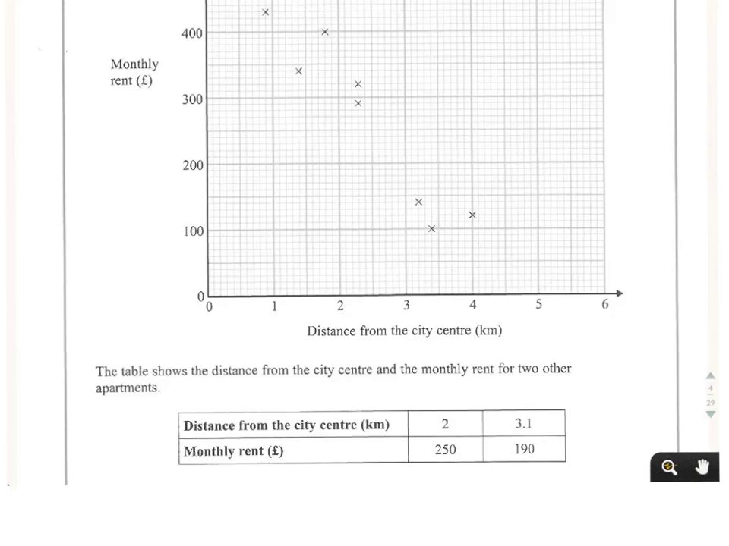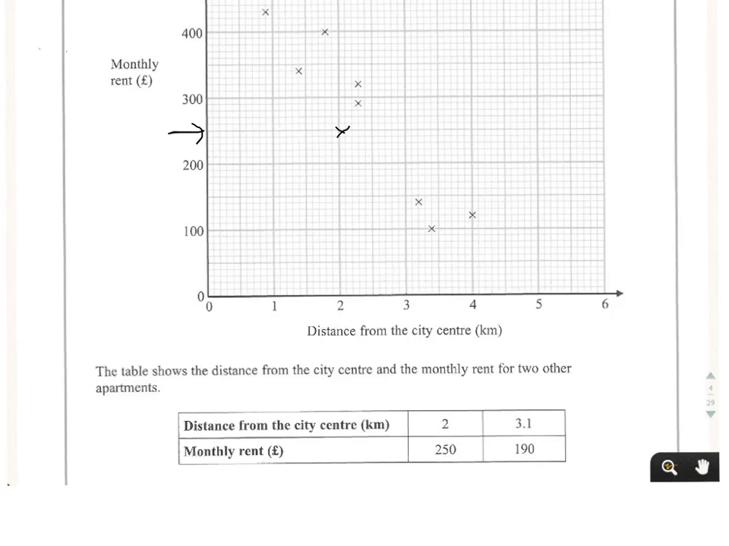So the first one's fairly straightforward. We're looking at 2 and 250. So we line up with 2 quite easily, and 250 will be halfway between 200 and 300. So we'll mark across here.